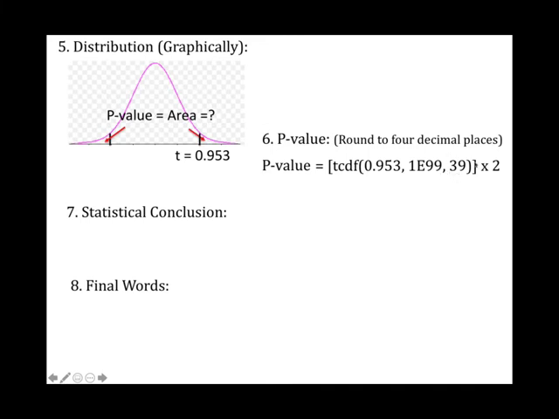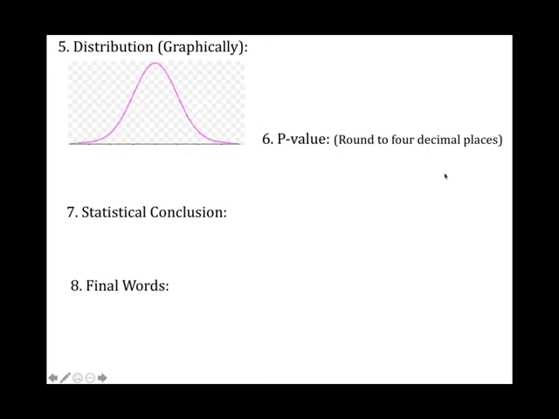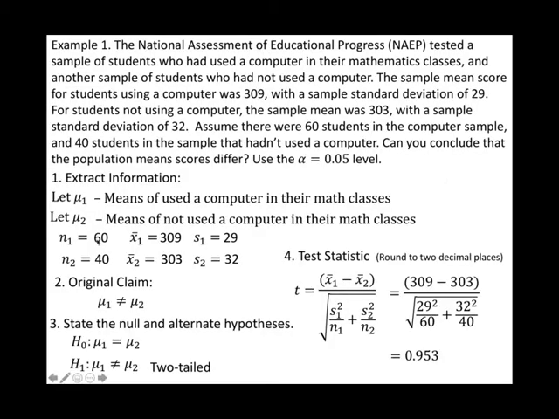And then figure out the degree of freedom. For the degree of freedom, you're going to pick the smaller n. So look at the sample sizes here. We have the degree of freedom 59 or 39. We're going to pick the smallest one. So that will be 39 for your degree of freedom.